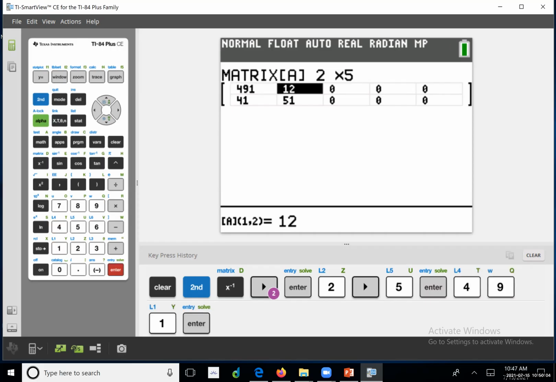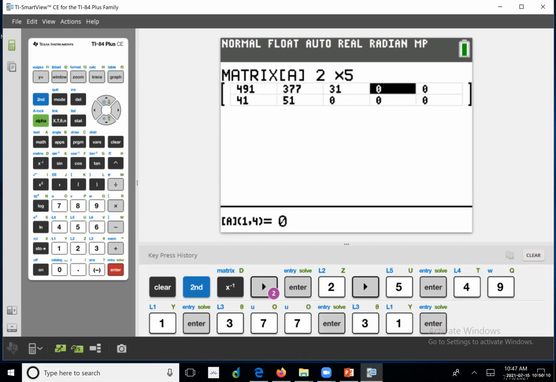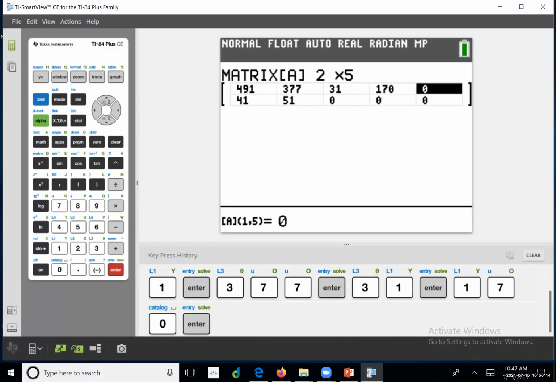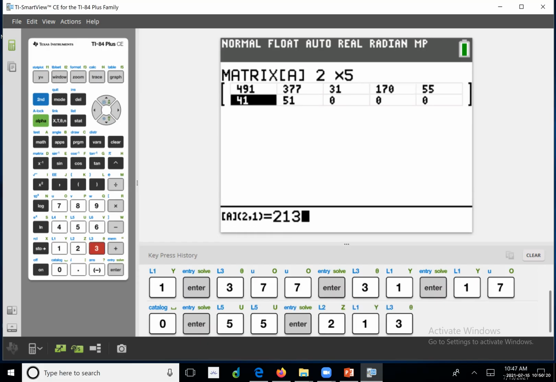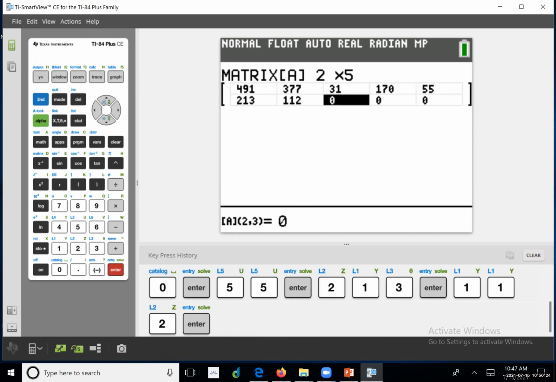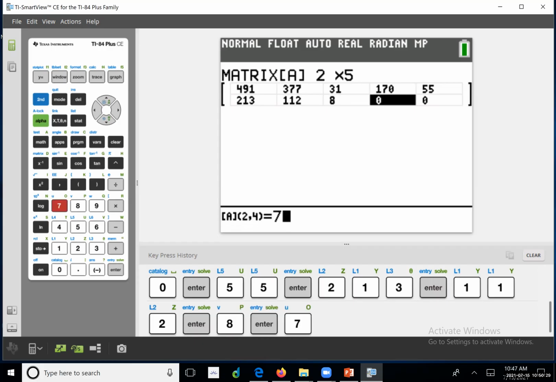491, 377, 31, 170, 55, 213, 112, 8, 70, 26.